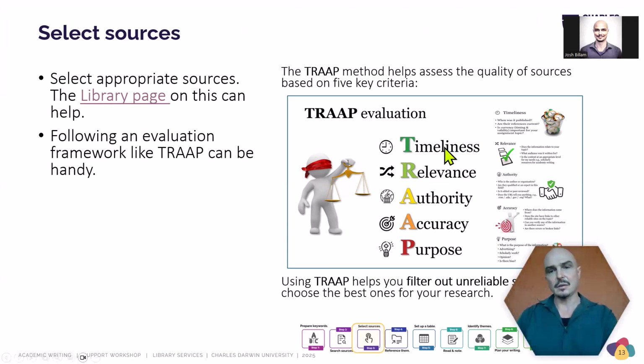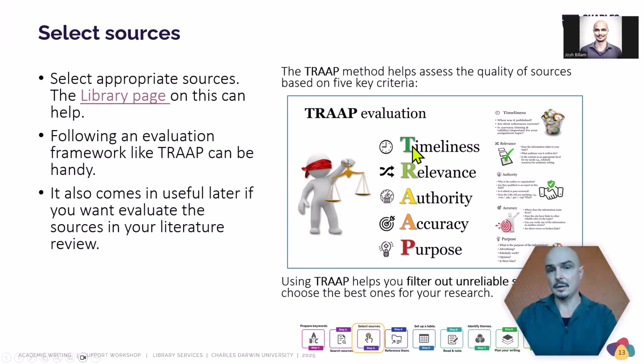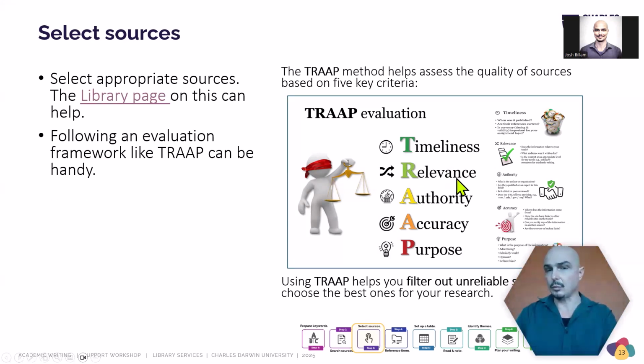So the TRAP method is a good method for this. You think about the timeliness of the article, like how old it is. You think about how relevant it is to your topic. You think about how much authority the author and the publication have. You think about how accurate or current or right the information is, and you think about the reason why the person wrote that article.